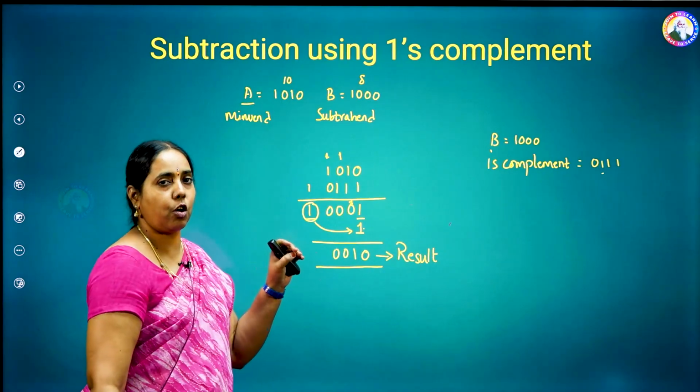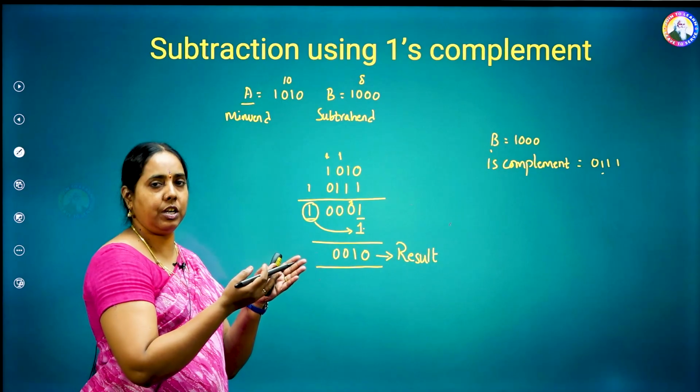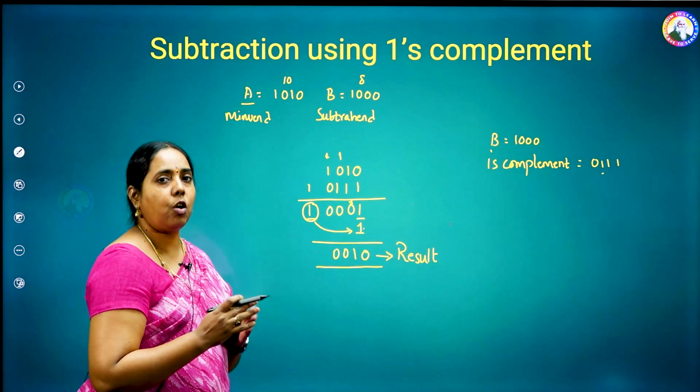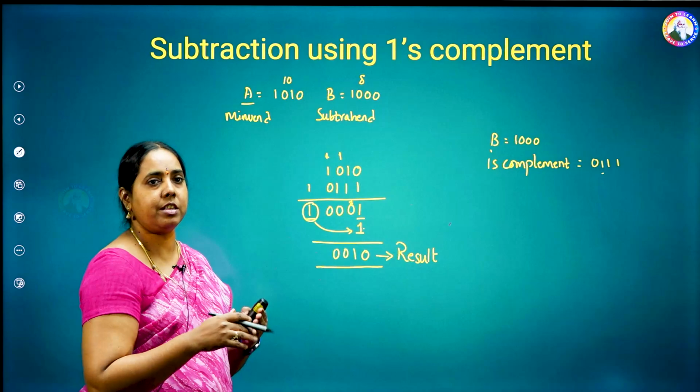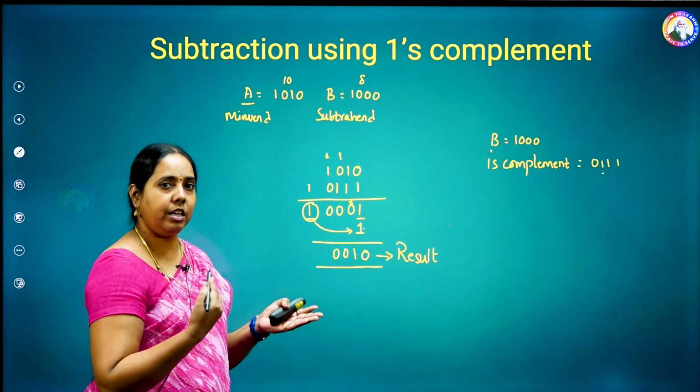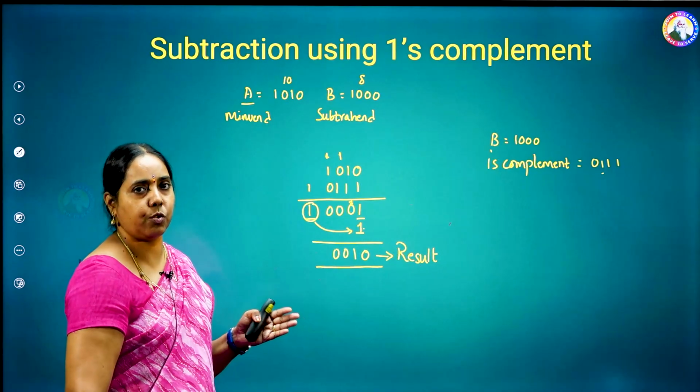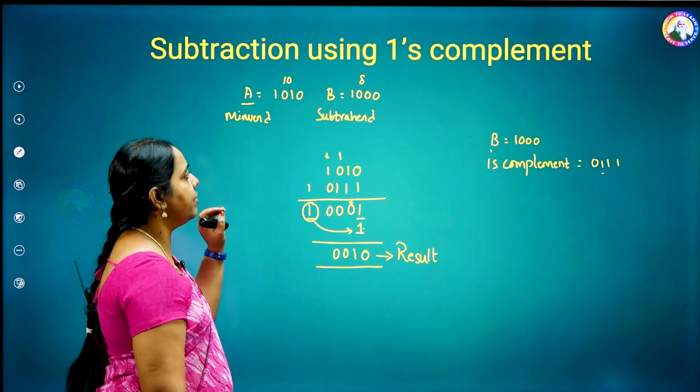This is subtraction using ones complement. As in the initial definition, complements are used in order to simplify the subtraction, meaning the subtraction is done using the addition process only. So this is one example.